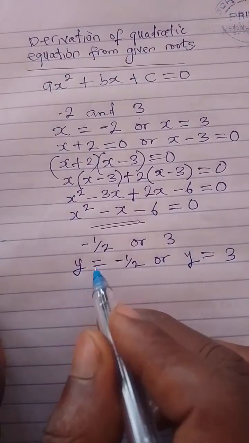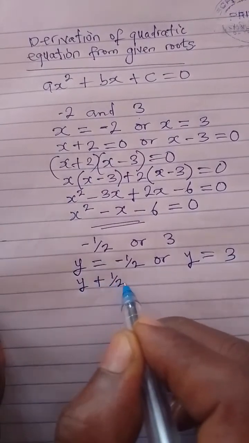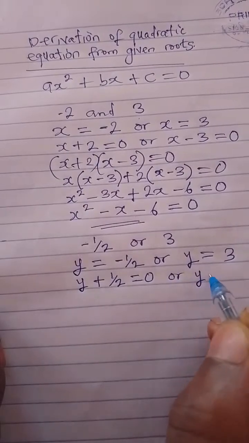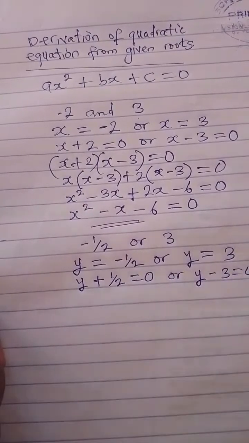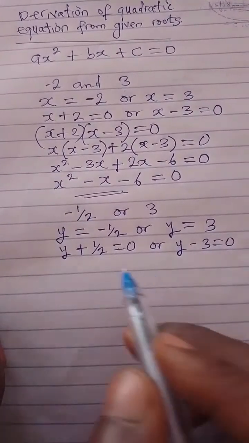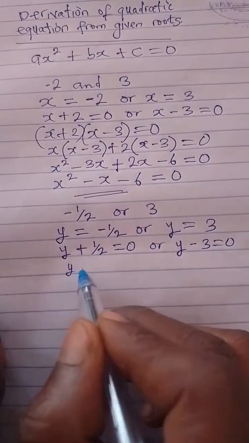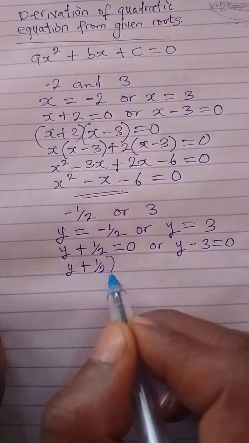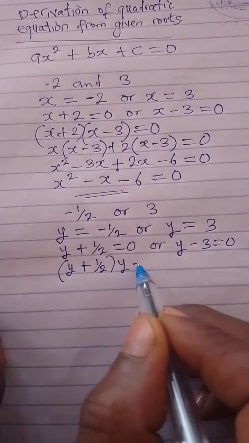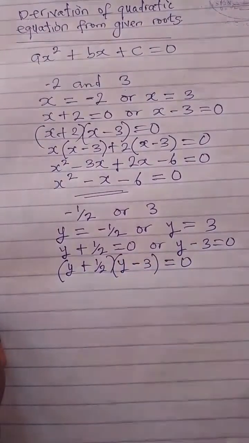Now this time around, take this to the left, so we have y plus 1 over 2 equal to 0, or y minus 3 is equal to 0. And after this, the next thing you do is to multiply the terms before the bracket. So we have y plus 1 over 2, this will multiply y minus 3. So this will now be equated to 0.